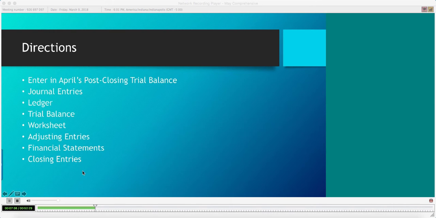If you don't know how to do that, definitely take a look at the Chapter 6 homework. I believe problem 6-8 in the general ledger shows you what a balance entry should look like. I'm pulling that up right now.